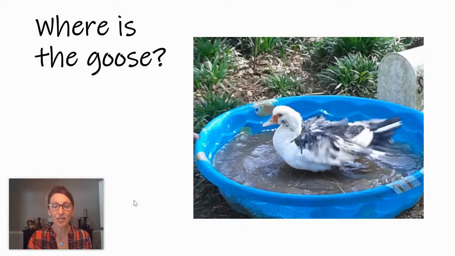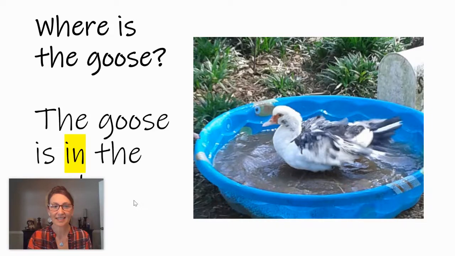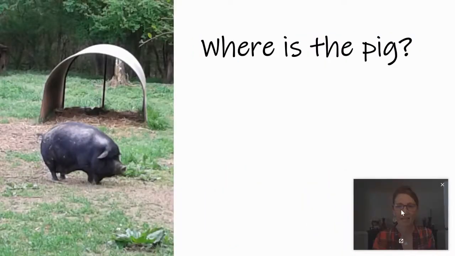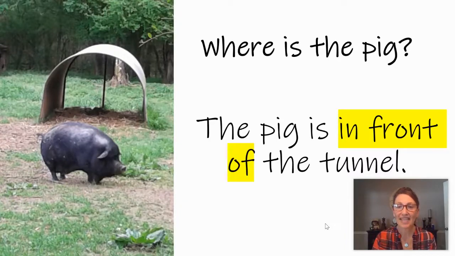Where is the goose? The goose is in the pool. He had so much fun in there, but boy, did he make a mess. Where is the pig? The pig is in front of the tunnel. What do you think that tunnel is for? Yes, it's a shelter. He uses the tunnel when the sun gets too hot or it starts to rain.